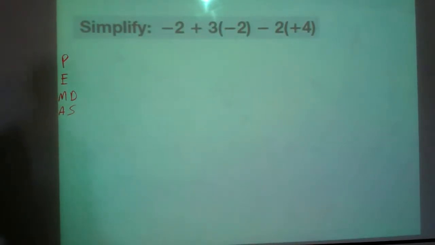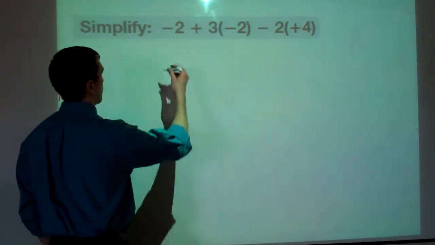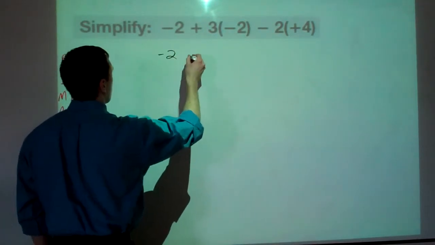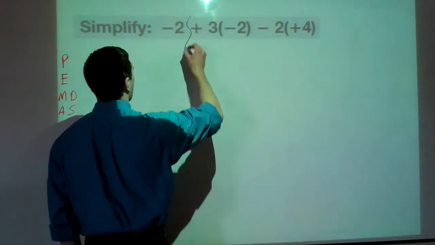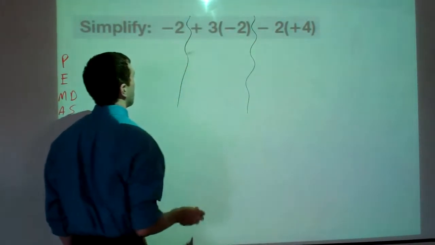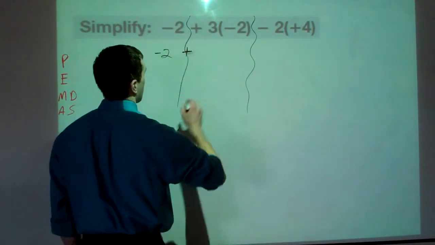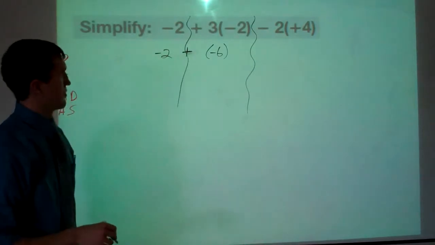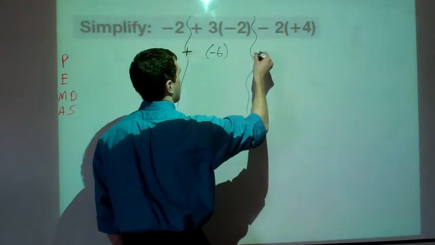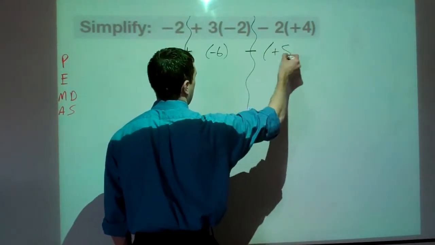Alright, let's do this one. Negative 2 plus 3 times negative 2 minus 3 times 4. So we've got negative 2 plus, here, let's section this one off like we did with the other one. Alright, so negative 2 drops down, plus 3 times negative 2 is a negative 6. Positive times a negative turns into a negative. And we're going to drop this down, so minus. And 2 times positive 4 is a positive 8.